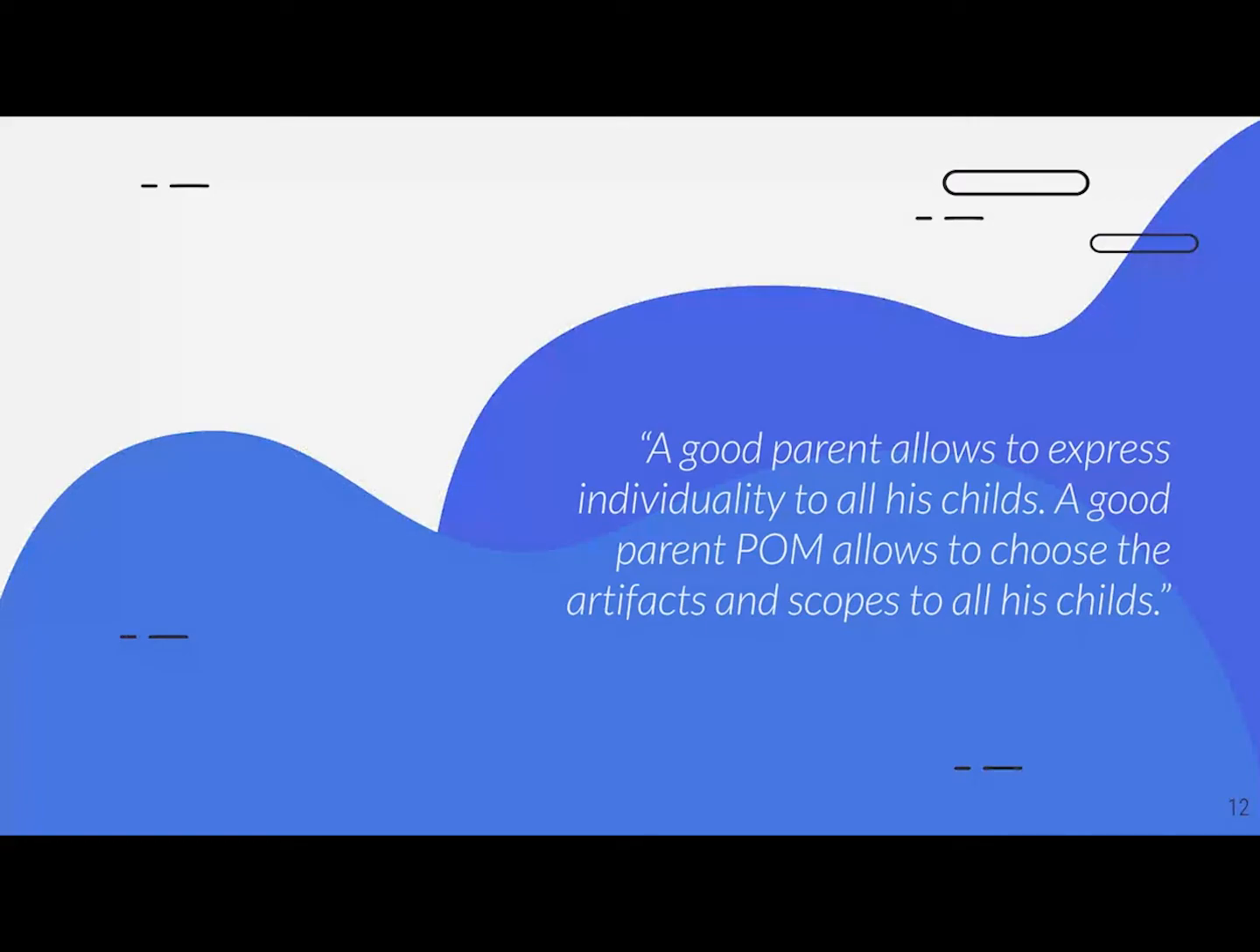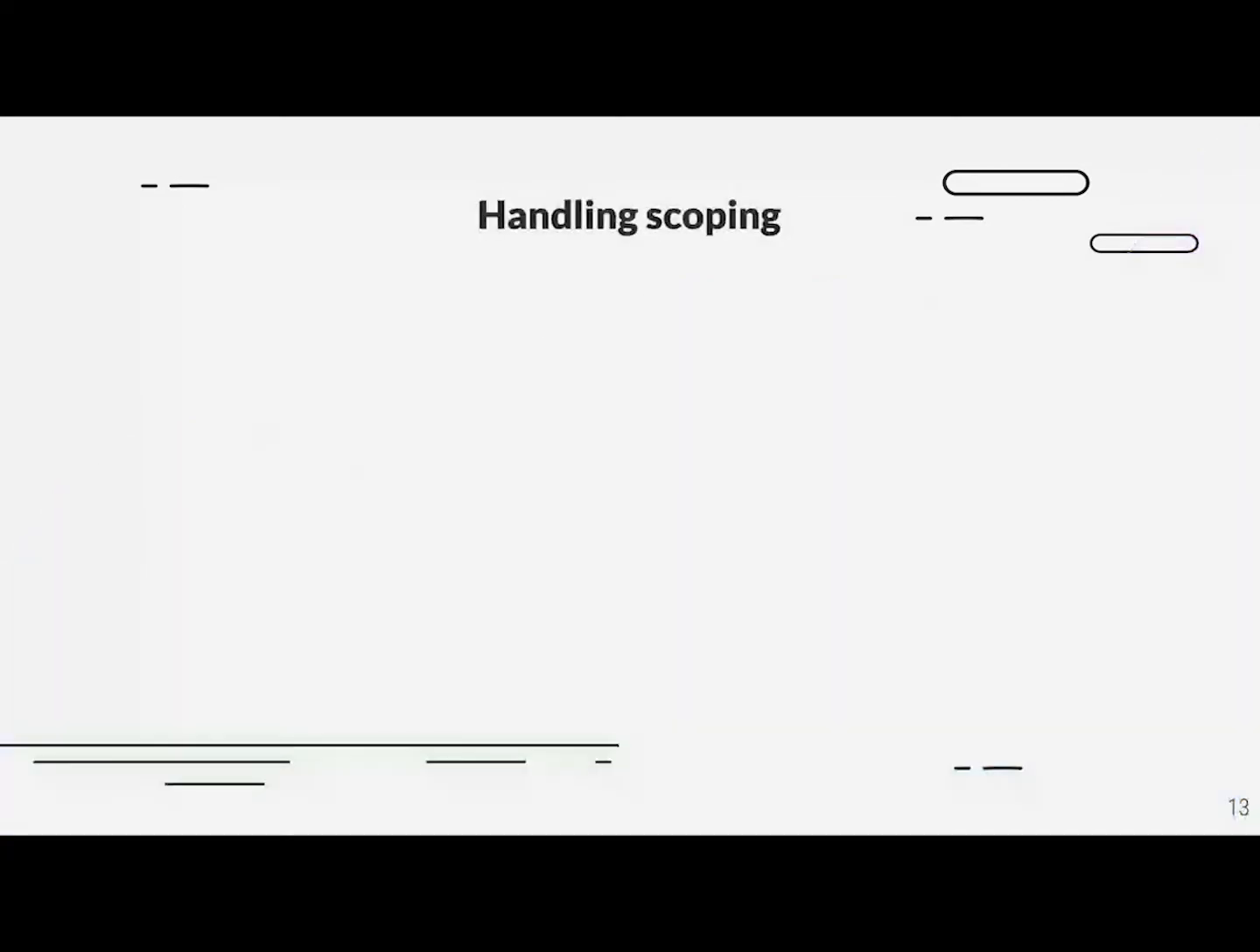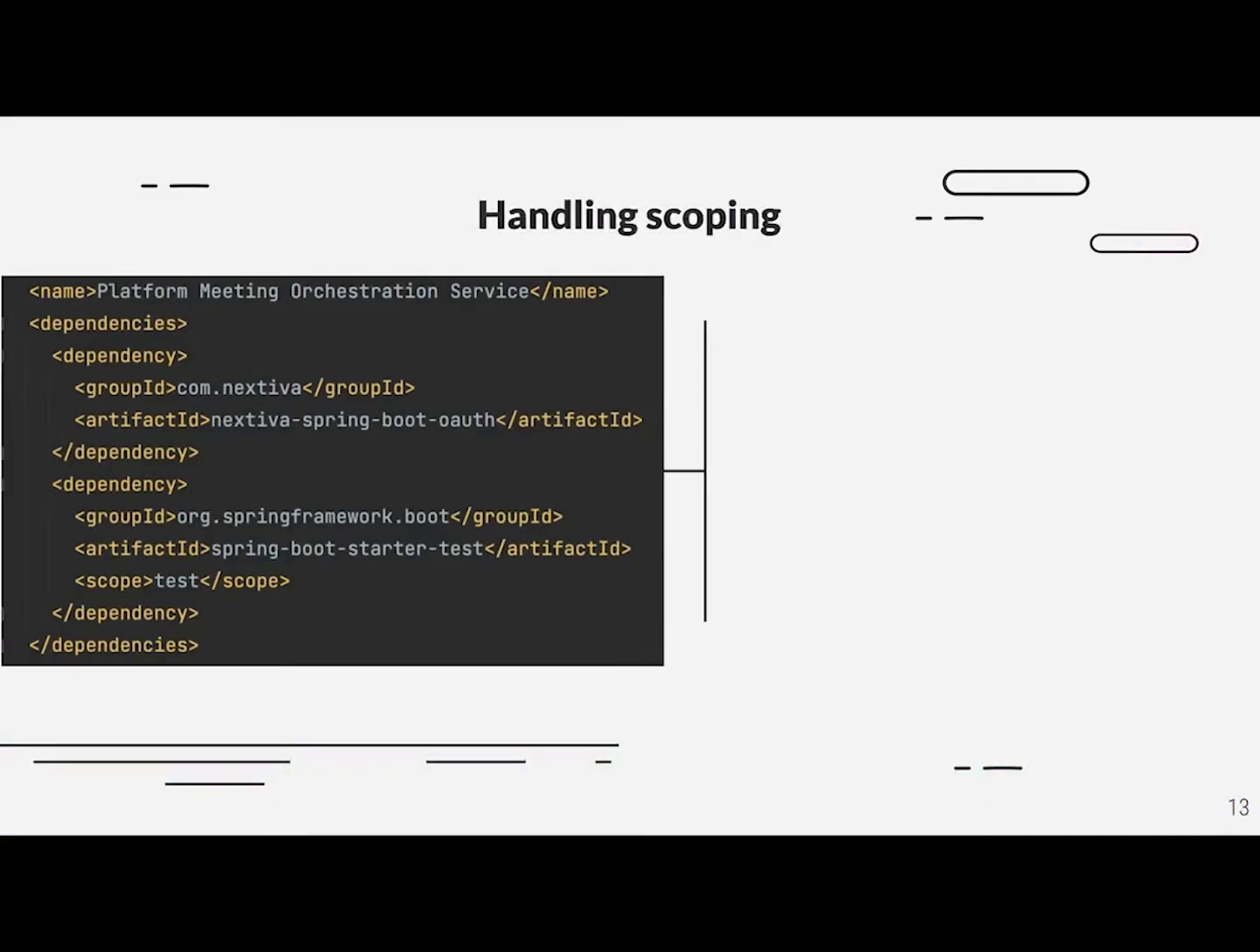Another phrase. A good parent allows individuality to all his children. A good parent POM allows the choice of artifacts and scopes to all his children. So this translated becomes something like this.